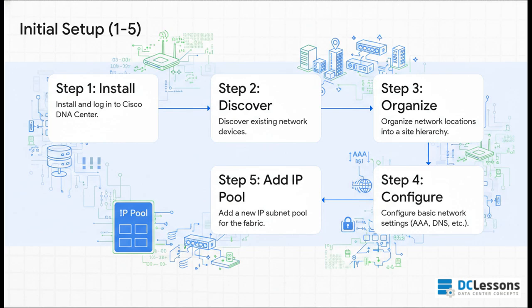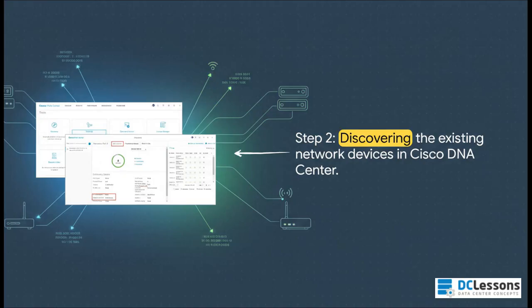You'll install the platform, use its discovery features to go out and find your existing devices, and then, and this is really important, you'll model your physical sites. This site hierarchy is what lets you apply configurations and policies based on physical location, which is a huge benefit of this whole architecture. And here's what that discovery looks like in action.